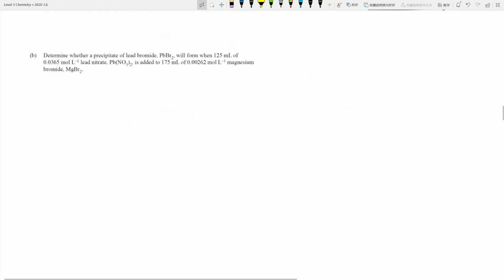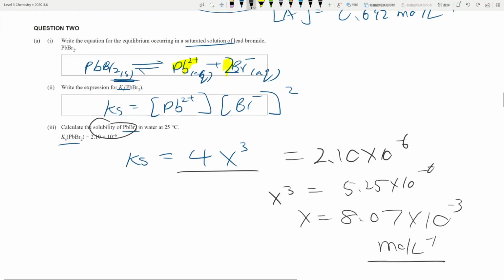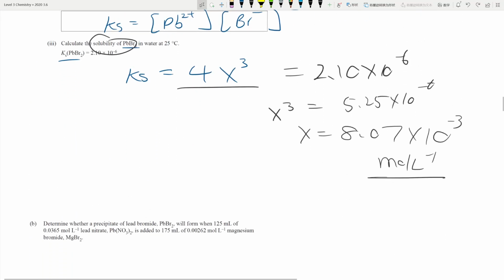Next one. Determine whether a precipitate forms. This is an excellent question. Determine the precipitate of the lead bromide formed when 125 mL is added to 175. So we need the Ks of PbBr2. It's right here, so let's just borrow that. Ks of PbBr2 equals 2.10 times 10 to the power of negative 6.